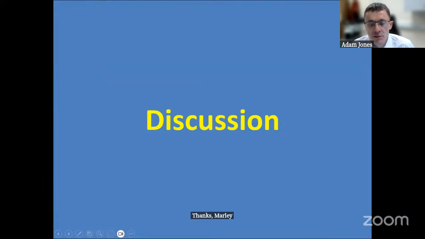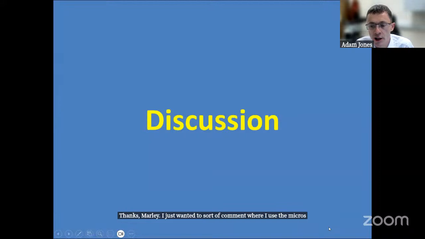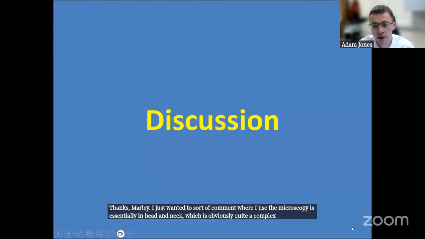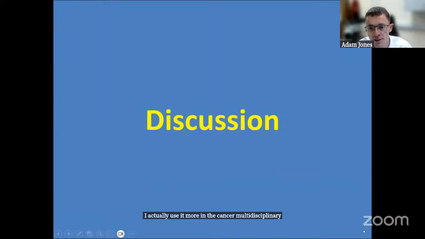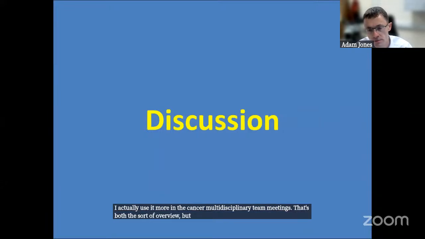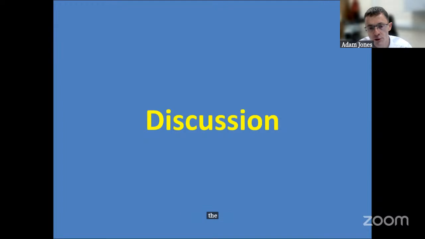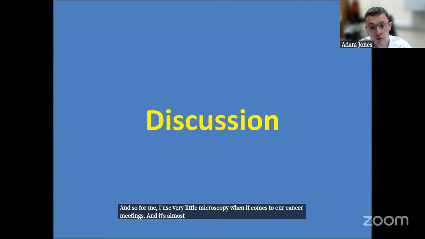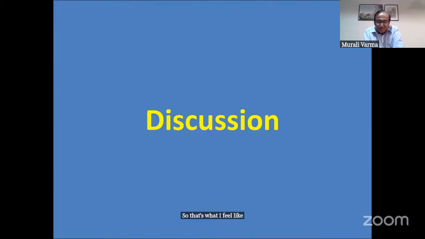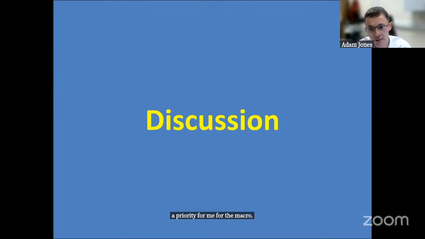Thanks, Murali. I just wanted to comment on where I use the macroscopy, essentially in head and neck, which is obviously quite a complex anatomical area. I actually use it more in the cancer multidisciplinary team meetings, both the overview and also the cut slices. My reason for that is the surgical and oncological teams have a better appreciation of that than necessarily the microscopy, which we've specialized in. So I use very little microscopy when it comes to our cancer meetings, and it's almost entirely macro based. So that's where I feel a priority for the macro is, not just exclusively from a pathology perspective, but for communication with your surgical and clinical teams.